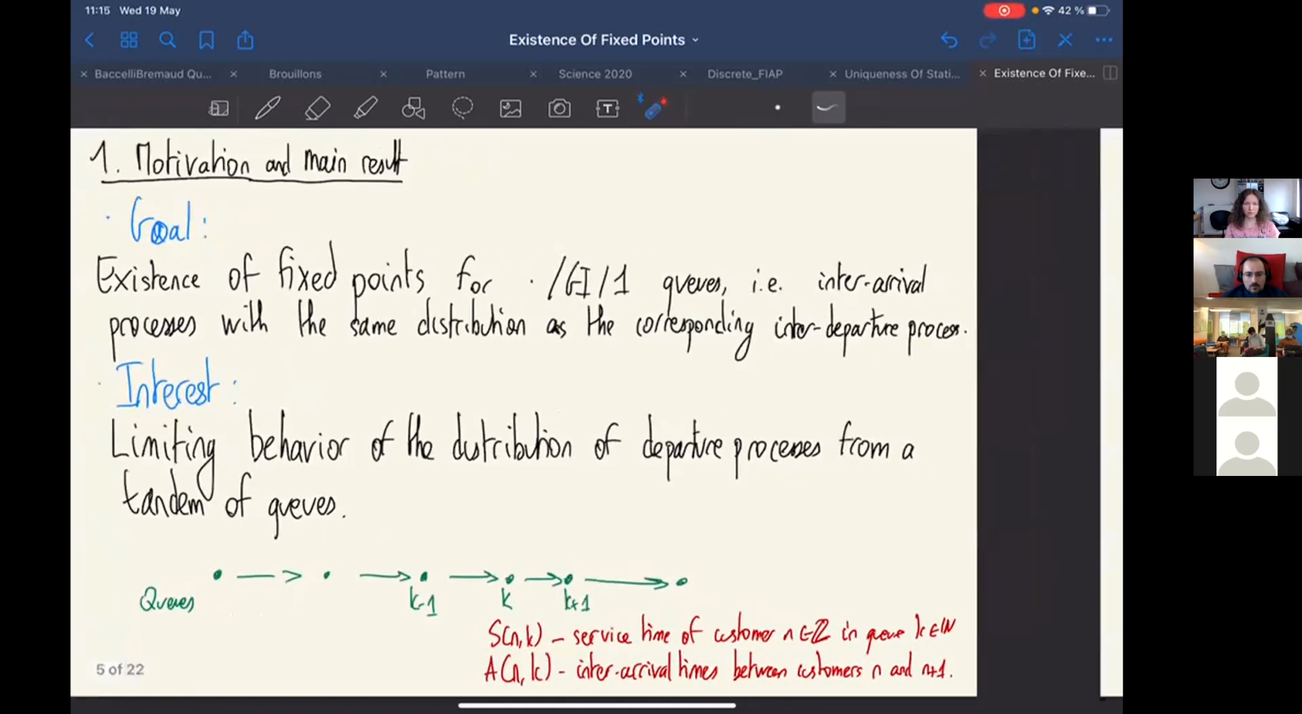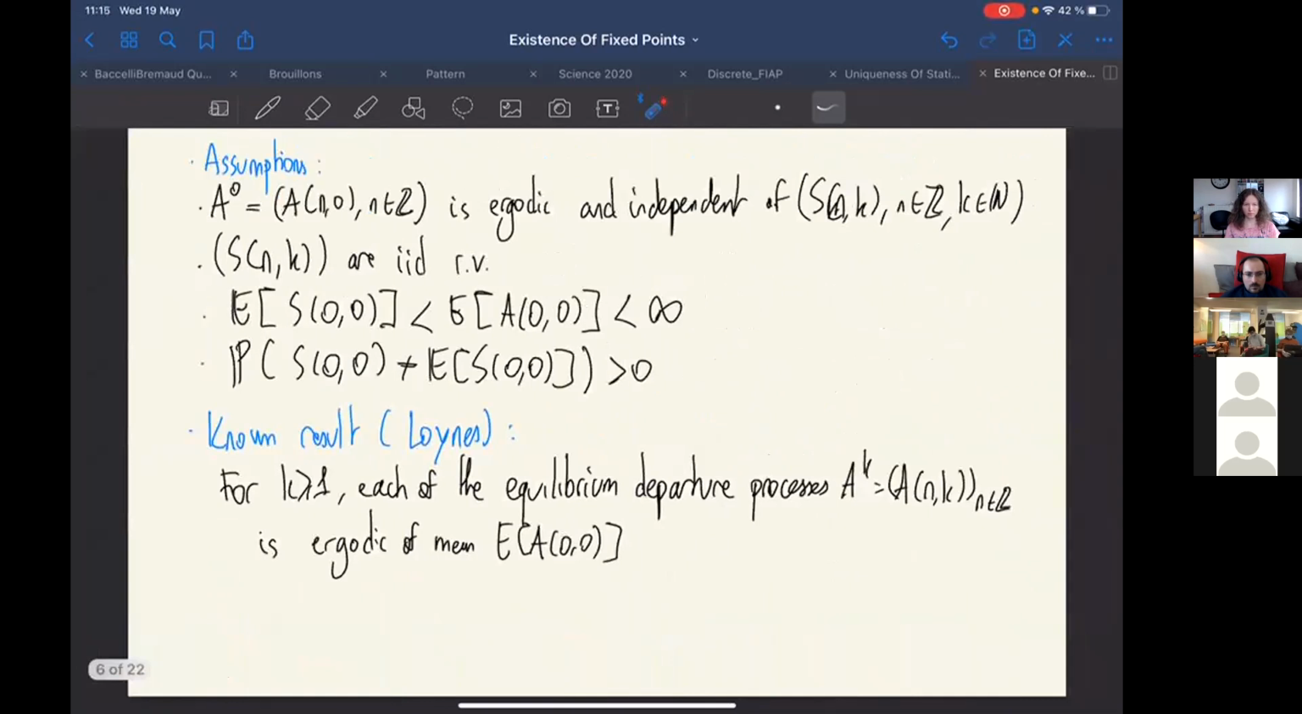Okay. And so we make a few assumptions. First of all, we assume that A^0, which is basically the sequence of arrival times for customers at Q_0, is an ergodic process. Is everyone clear on what ergodic is? I think so. So it basically means that there is a correspondence between spatial and temporal means in some sense, and that there's independence from the service times of customers at basically all queues.